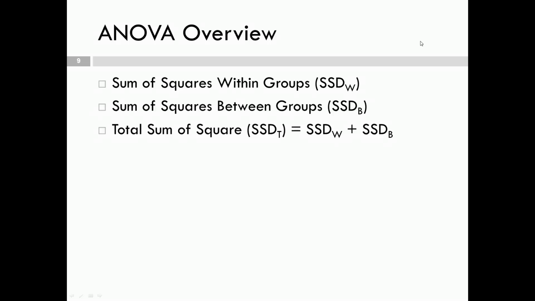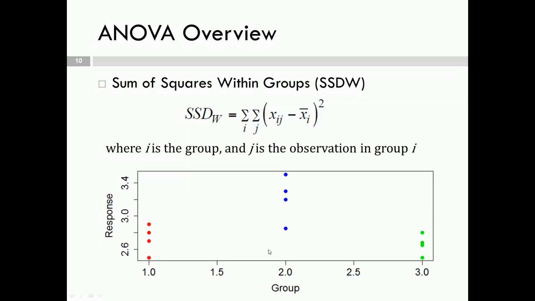And so first, here's just a little bit of the notation we're going to use. So we have our sum of squares within groups, which is going to be denoted as SSD subscript W. We have our sum of squares between groups, the amount of deviation that's between our groups. Then we have our total sum of squares. And so this is going to be our total deviation across all the observations combined. And it turns out that this is just the sum of squares within groups plus the sum of squares between groups. In this example, we have 3 different groups, group 1, group 2, and group 3.